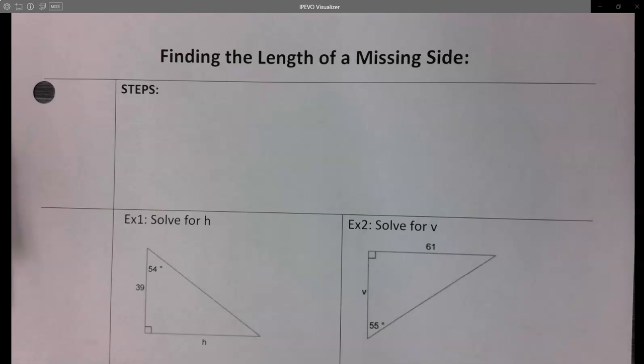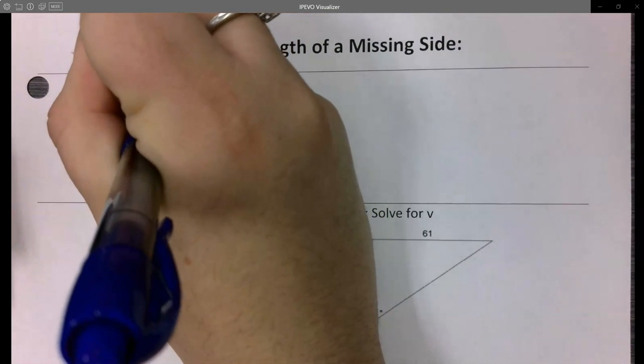Okay, so my steps to finding the length of a missing side: the first thing I want to do is label all of my sides, so if they're H, O, or A.